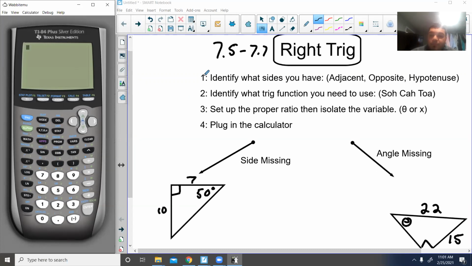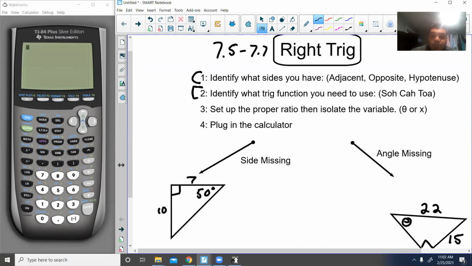All right. So I broke it down to 4 steps. Your first step is identify what sides you have. For these right triangle questions, you will always have at least 2 of the 3 sides. So you've got to identify, is this my adjacent side, my opposite side, or my hypotenuse? And you're always going to have 2 of those.